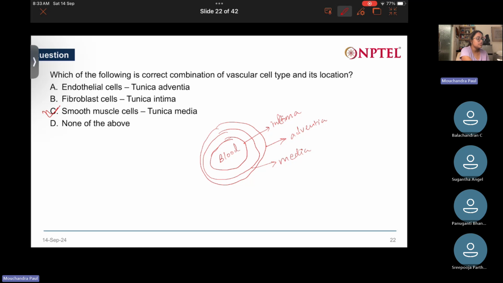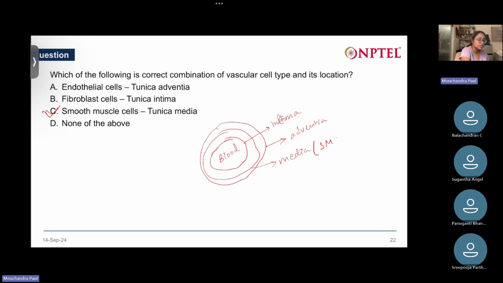The correct answer is option C. The smooth muscle cells are present in tunica media, the middle layer. The intima layer is the layer in contact with blood, which is why it is lined with endothelial cells, and the outermost layer is composed of fibroblast cells. All right, I think we got it cleared now.